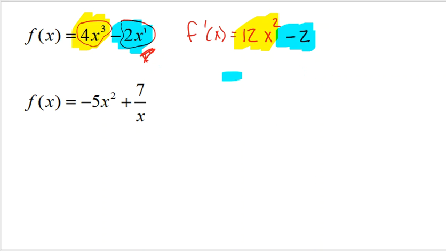A lot of kids will say, where the heck did your x go? Listen, it was there. When that 1 fell down in front, negative 2 times 1 made the negative 2. My new power is 1 less than the old power. So 1 minus 1 is 0. But there's no reason for me to write x to the 0 because x to the 0 is just 1. So there is my derivative, 12x squared minus 2. How easy, guys. All right, next one.